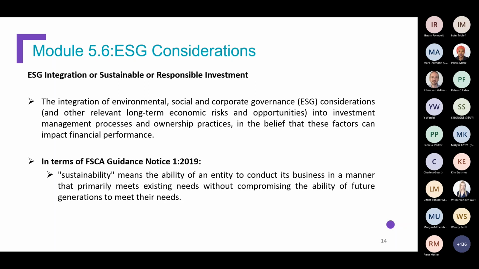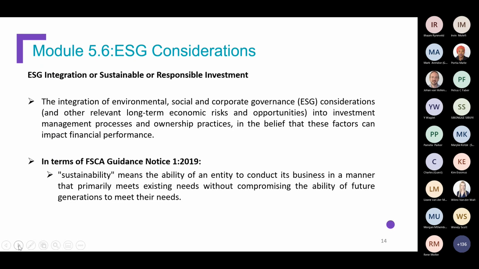ESG concepts are very important for pension funds and other institutional investors in South Africa and globally. So it is very important that when investing the assets of the fund, the board gives appropriate consideration to any factor which may materially affect the sustainable long-term performance of the fund's assets, including the ESG factors.